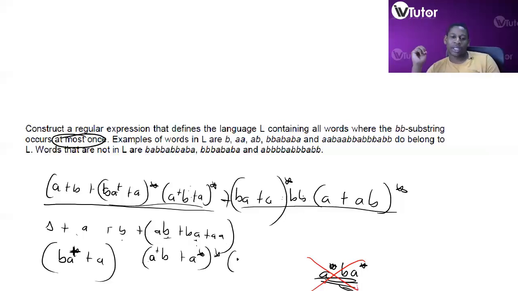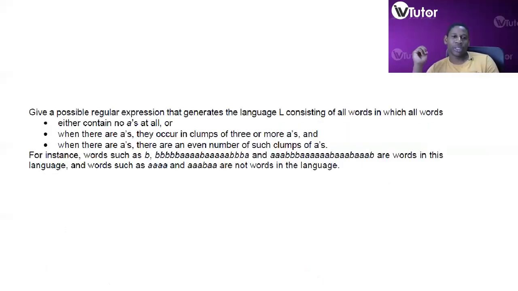Right. Then let's look at another one. Give a possible regular expression that generates the language L consisting of all words in which all words either contain no AAs at all. If you're given it like this, it needs to satisfy all these three conditions. So that would be B clean star, or when they are A's, they occupy clumps of three or more A's, so we have A plus, right? So it's B clean star, right? If they're A's, they occur in an even number of such clumps. So we're going to have another clump like that.